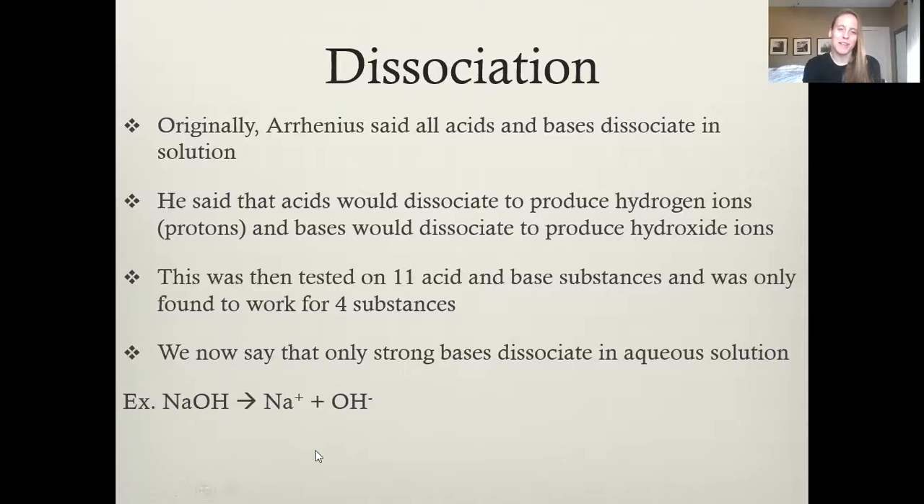So for example, at the bottom there, we have NaOH, sodium hydroxide, which is also an ionic compound because Na is a metal and O and H are nonmetals. Because it's an ionic compound, it will dissociate, which means just break apart into its two ions. So we'll get our metal ion, which is Na+, and we'll get our hydroxide ion, which is OH-. These bases will always dissociate to produce OH-.